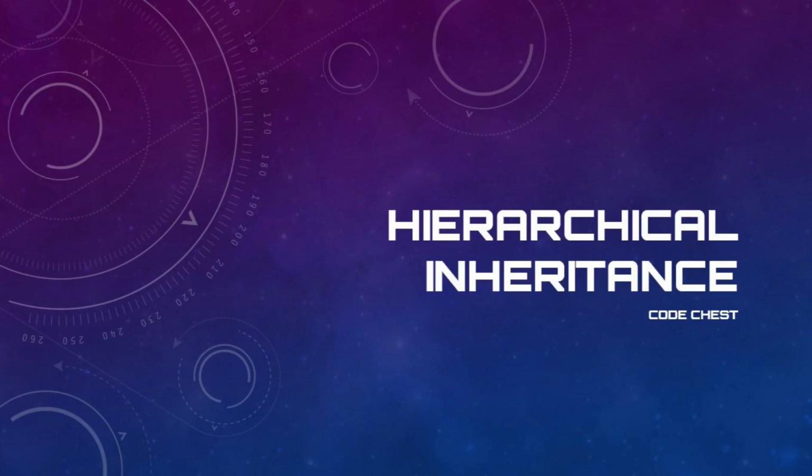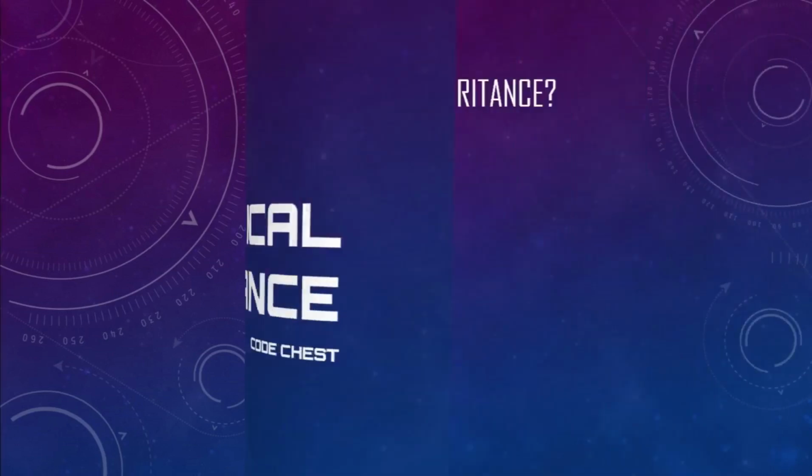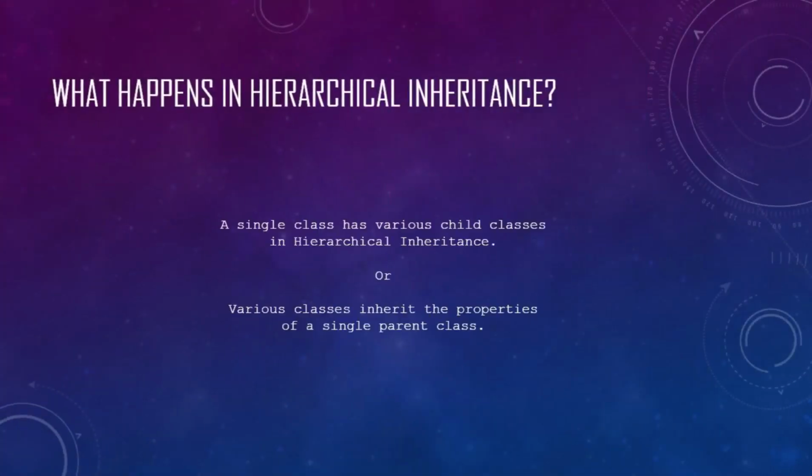So what exactly is hierarchical inheritance? What does it do? What happens in it? A single class has various child classes in hierarchical inheritance. That means various classes inherit the properties of a single parent class. So here there is one parent class and subclasses may be more than one. Alright, so let us directly go to the explanation of this.